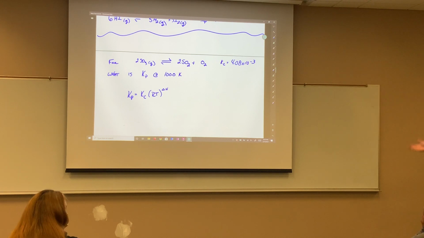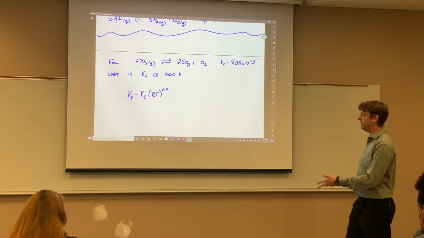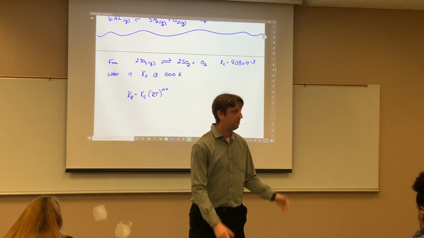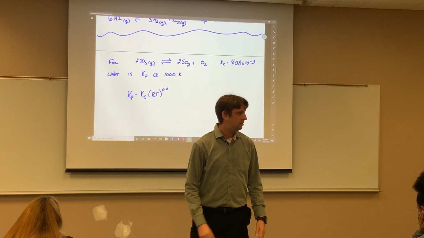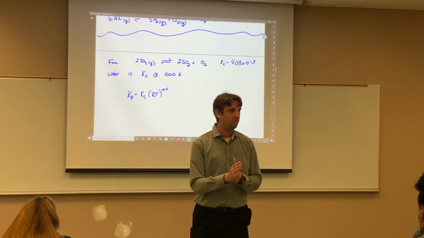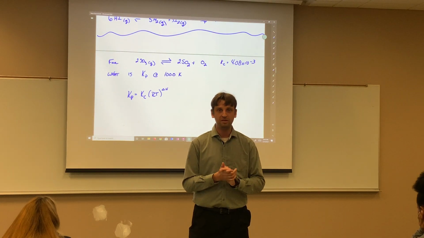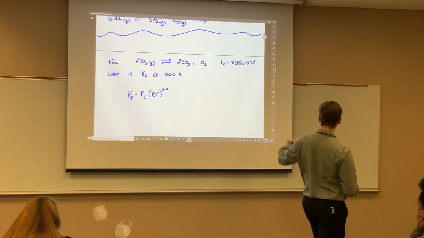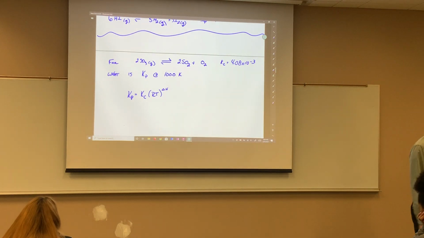We need to know what in the world those things even mean, right? So you guys are right, we need to know what KC is, what R is, what T is, and what delta N is. Otherwise we just have an alphabet soup. There's a bunch of things in our equation and we don't know what they mean. We have an equation with five things in it, so we need to be able to identify those five things.